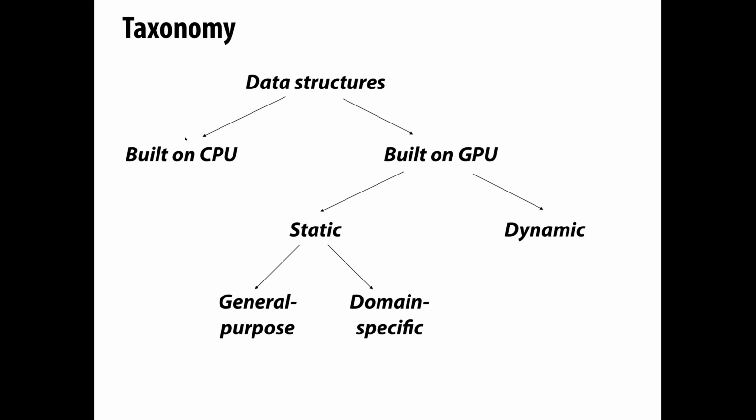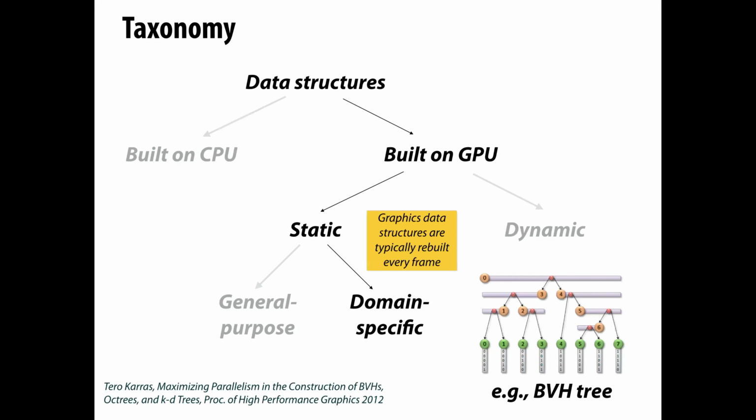What we're interested in is data structures instead that are built on the GPU. And then we have a couple categories. One is that we have data structures that are static, that you build them once and you never change them. And some of those are general purpose and some of them are domain specific. And what I'm not really covering in this talk at all are the ones that are static and domain specific. But for instance, if you're building data structures to do ray tracing and you're trying to do this in real time, generally you rebuild these data structures every frame from scratch. There's some small exceptions, but generally this is a strategy you do.